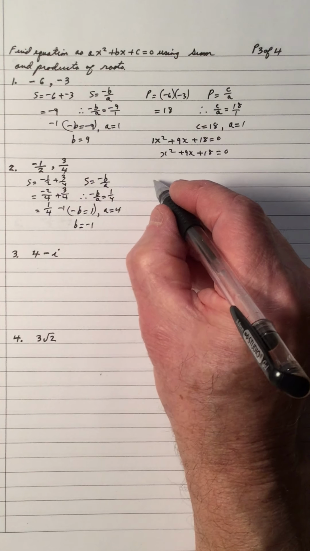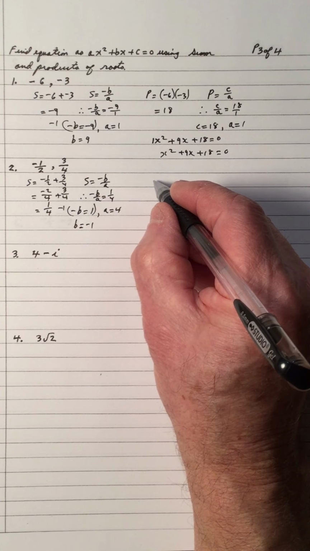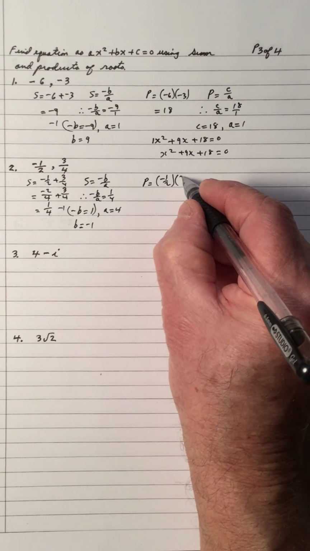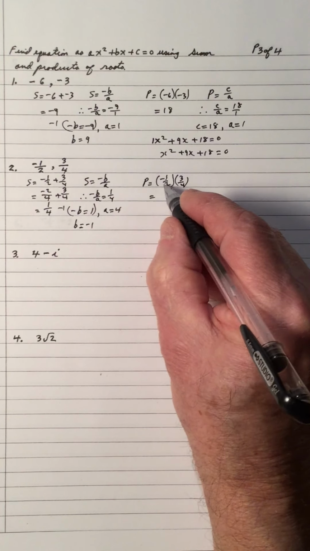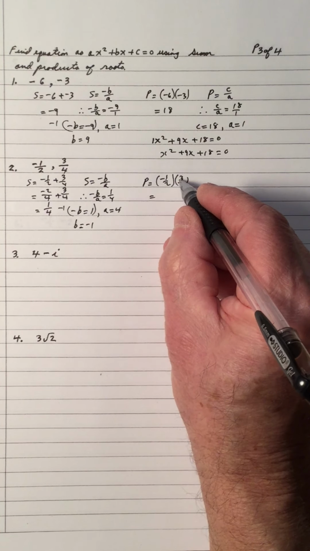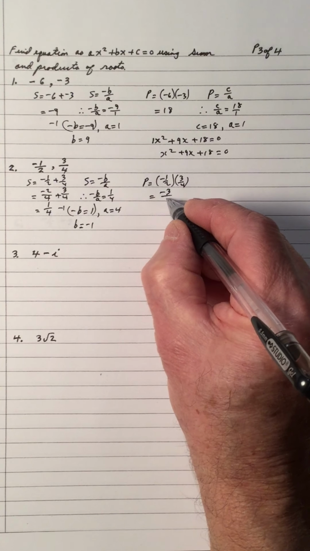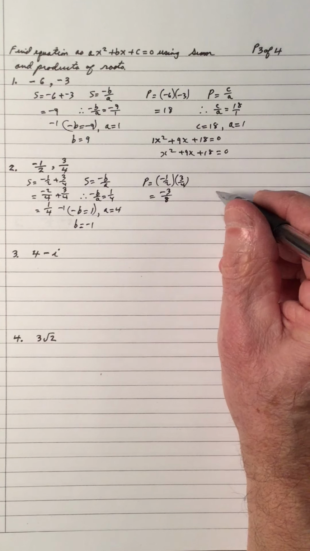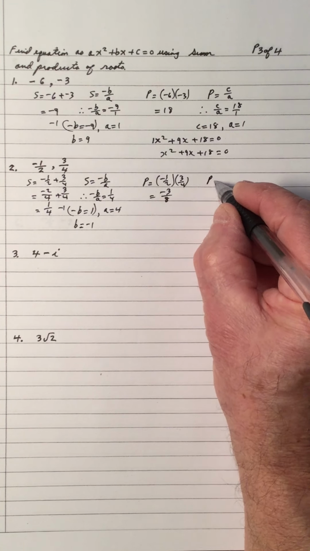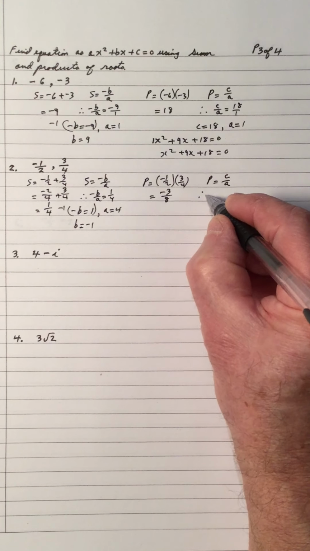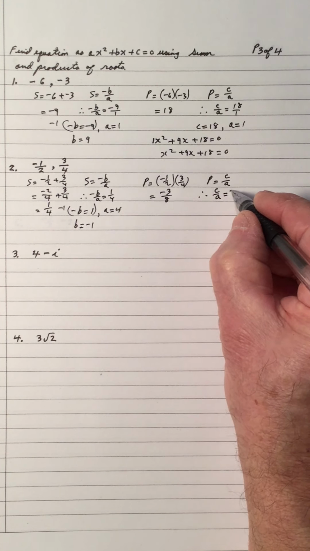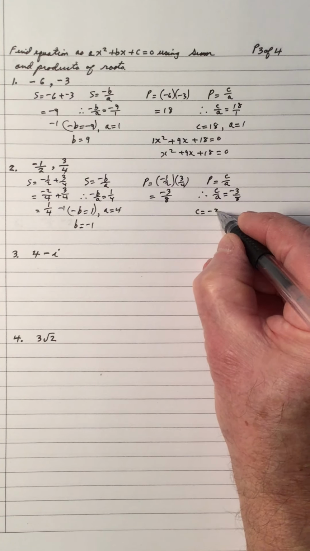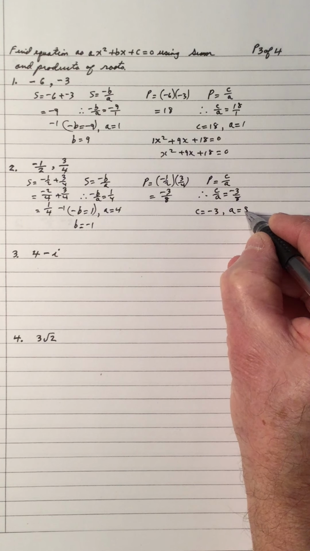Now we'll find c. The product is c over a, so the product of the roots is negative 1/2 times 3/4. Can't cancel, so negative 1 times 3 is negative 3. 2 times 4 is 8. And now we have the product is c over a. Therefore, c over a is equal to negative 3 over 8. That means c is equal to negative 3 and a is equal to 8.